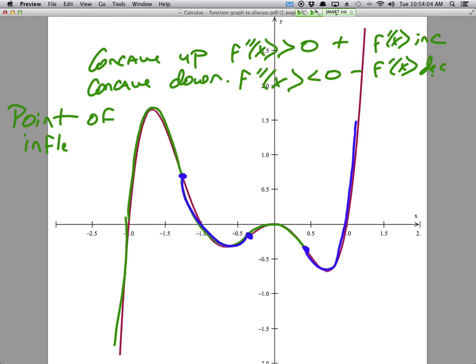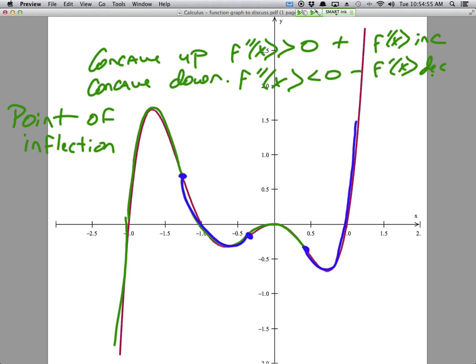Now, the other thing we want to talk about today is what's called a point of inflection. A point of inflection is where we change concavity, where I change from concave up to concave down. There are two ways to tell whether or not I am changing concavity. If my second derivative is doing what? Changing sign. Or if my first derivative is what? Changing from increasing to decreasing, or decreasing to increasing. Points of inflection have to happen where my second derivative changes signs or my first derivative changes from increasing to decreasing or decreasing to increasing.